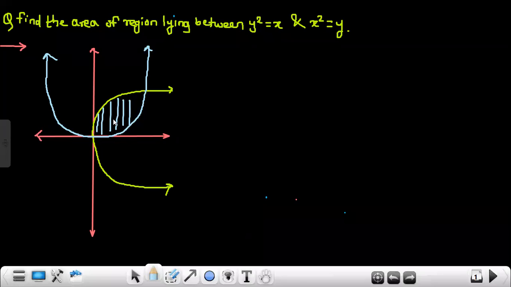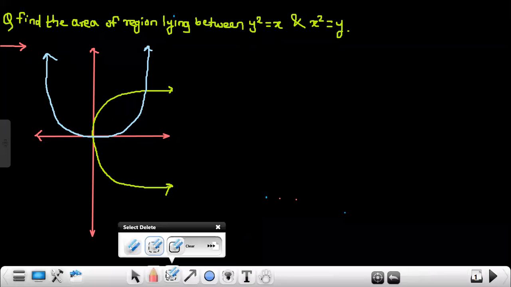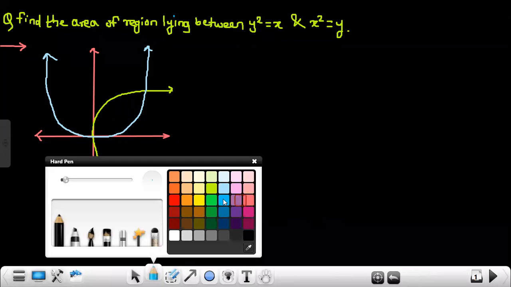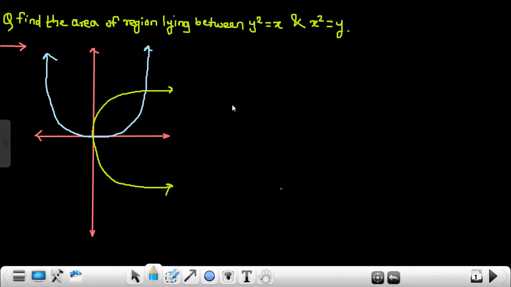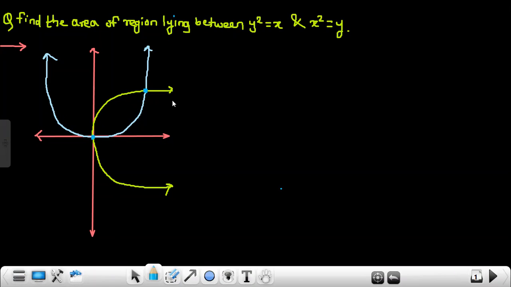Now first, which formula do we have to use? I have given you three formulas: formula number 1, formula number 2, formula number 3. Which formula will apply here? The third one, right? Area between two curves. So first for that we need to find the common points. Pay attention: y² = x and x² = y. So the first task is to find the common points.